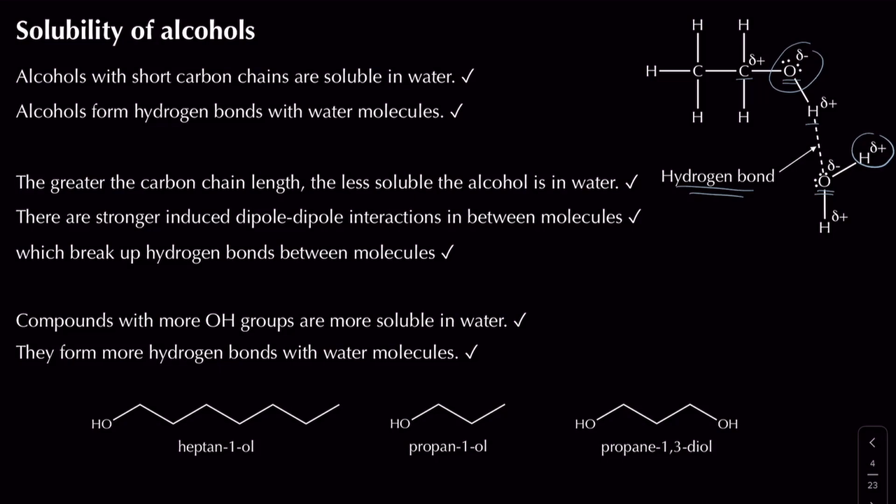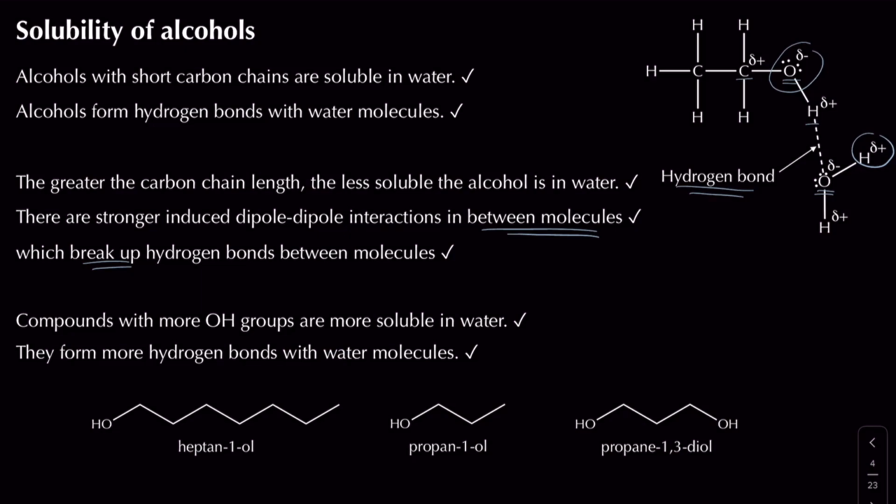Now, when it comes to the solubility of our alcohols, we need to look at the carbon chain length. The longer the carbon chain, the less soluble our alcohol is going to be. The reason why is because we end up with stronger induced dipole-dipole interactions between the molecules, and they break up the hydrogen bonding between the molecules as well.